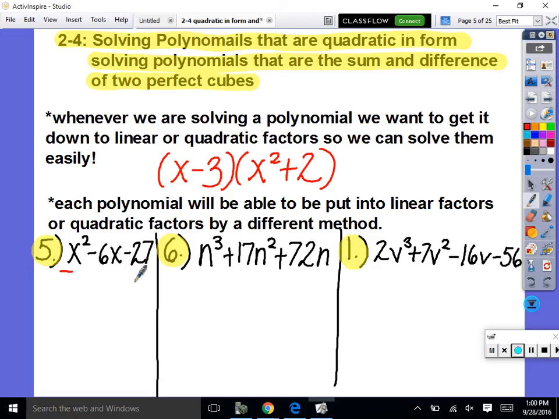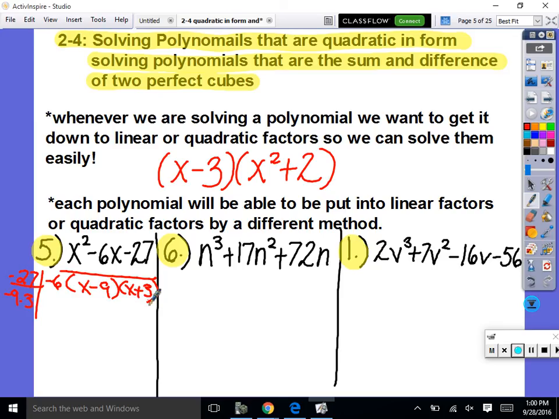So looking at this, isn't it quadratic? So we would factor it. This is number 5 on your worksheet, the front. What multiplies to be negative 27 and adds up to be negative 6? We should be pretty quick at this. What is it? Negative 9 times 3, correct? Can we quick factor it? Yeah. So this factors to be x minus 9 times x plus 3.